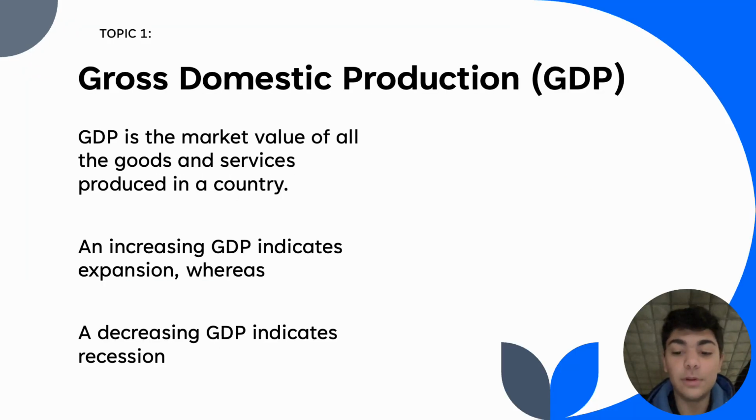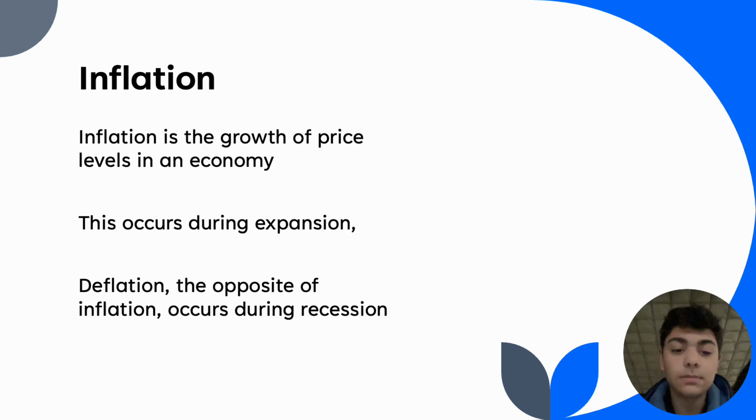Topic 1, we'll be looking at 3 terms, starting with GDP. So GDP is the market value of all the goods and services produced in a country. So we'll be looking at some demand and supply graphs and be seeing GDP increasing or decreasing.